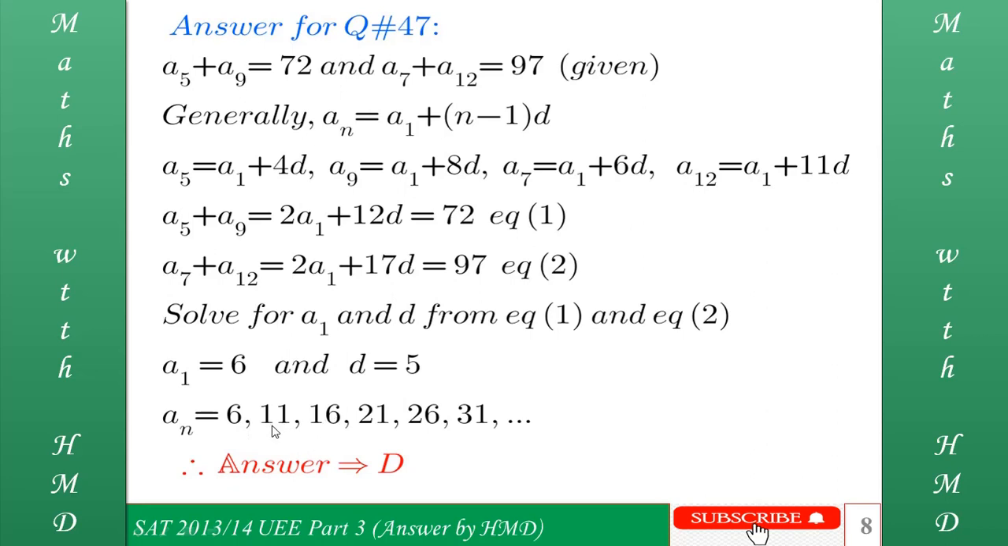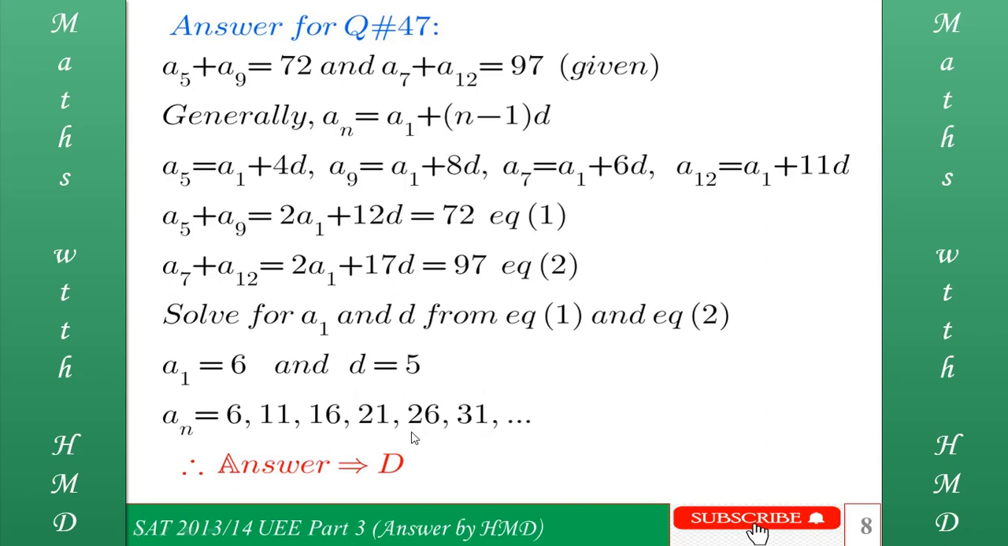The next term, the third term, is going to be 11 plus 5, which is 16. The fourth term is going to be 16 plus 5, which is 21. The fifth term is going to be 21 plus 5, which is 26. Then the next term is going to be 31, and so on.